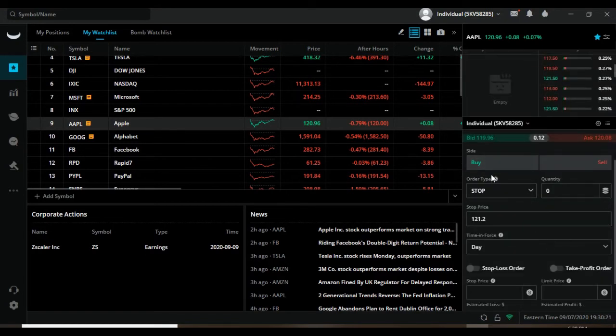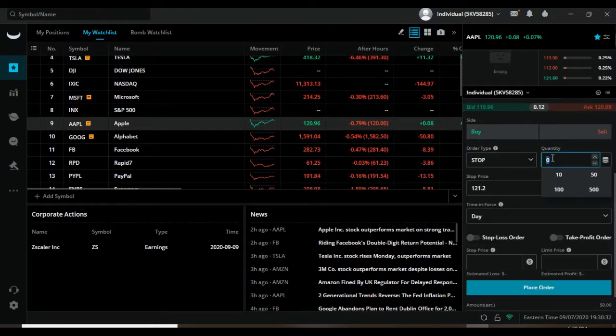Now, from a buy standpoint, a buy stop says, okay, Apple is at 120.96. I want to buy it when it gets to 122 because I want to catch the upward momentum. You put a buy stop in for that. So you would go here, you'd put the buy stop in for 122.